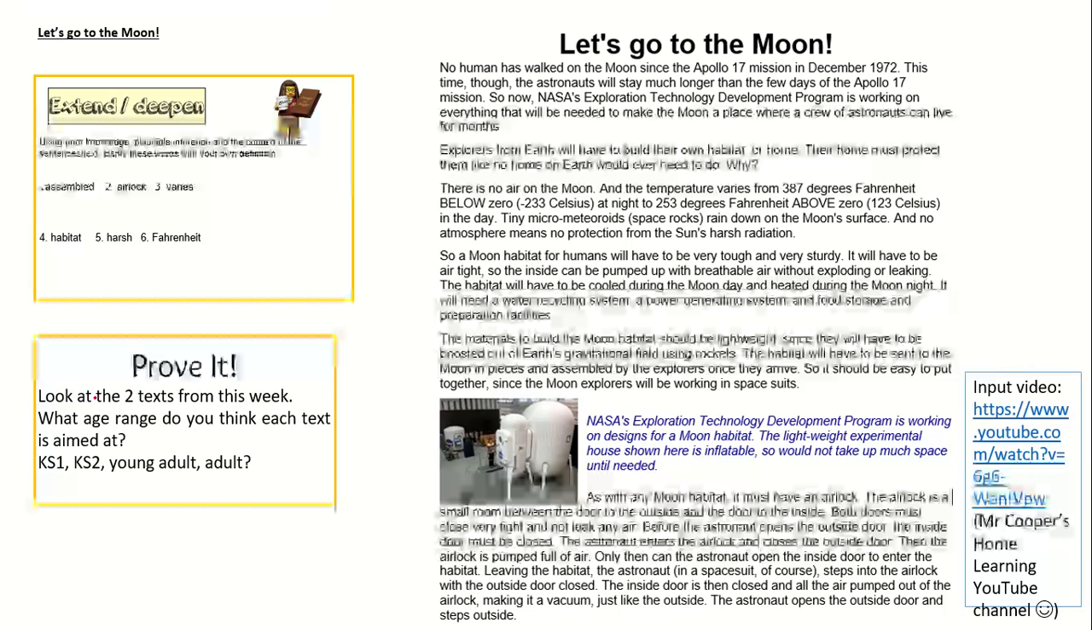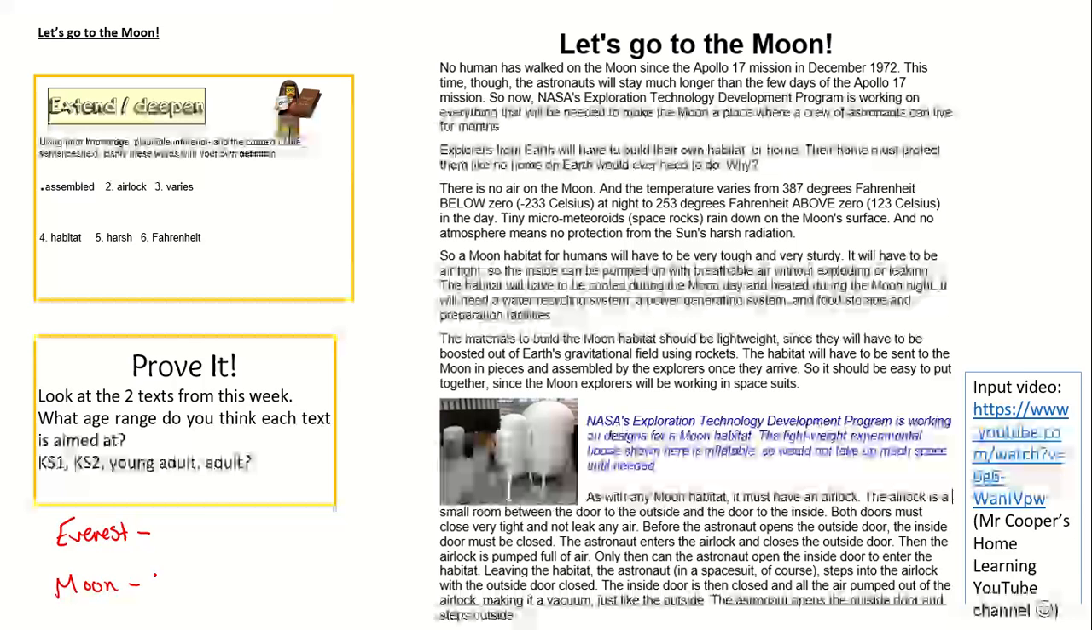To prove it, looking at the two texts from this week, what age range do you think each text is aimed at? So the one about Everest, and you've got the one about, I'm just going to put the moon one here. Reading this one, I think there's less vocabulary that is unknown. Okay, I think it's nice and clear. I'm going to say that this text here, for the moon, is probably aimed at your Key Stage 2. Maybe Year 4s, Year 5s potentially.